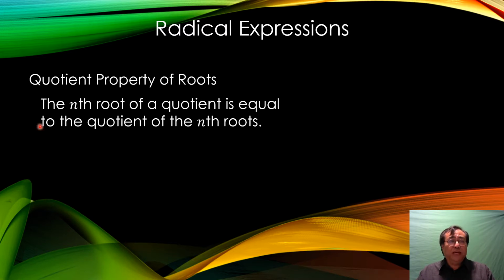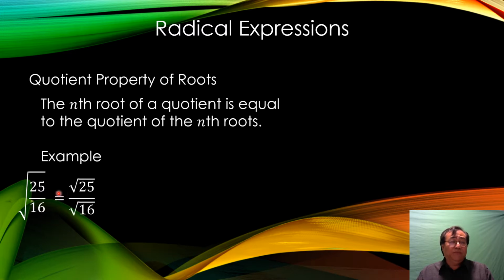Quotient property of roots. The nth root of a quotient is equal to the quotient of the nth roots. Now this does come up where you have square root of 25/16 and people get confused, but all you've got to do is split it up. What's the square root of 25? What's the square root of 16? Square root of 25 is 5. Square root of 16 is 4. So that is a very useful rule because people do get confused on that one.